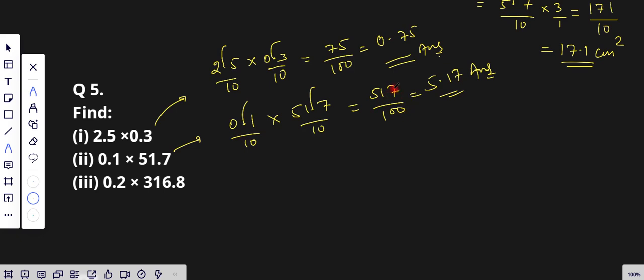So from the extreme right hand side you need to put the decimal before 2 digits. Okay, that means before 17. Similarly, you have 0.2 when it is multiplied by 316.